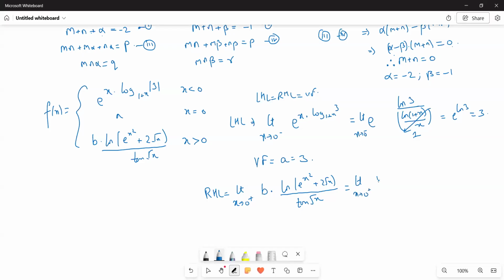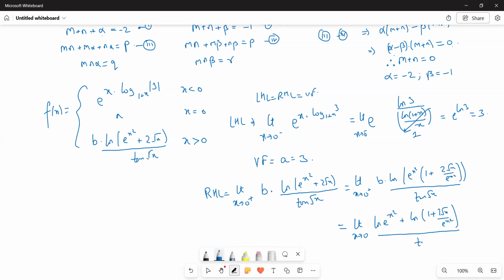Limit x tending to 0 plus b times ln of e to the power x square common ले लो. So we'll have a 1 plus 2 root x by e power x square divided by tan root x. Okay. Now this is a log of a plus b, so we'll end up becoming limit x tending to 0 ln of e to the power x square plus ln of 1 plus 2 root x by e power x square whole divided by tan root x.